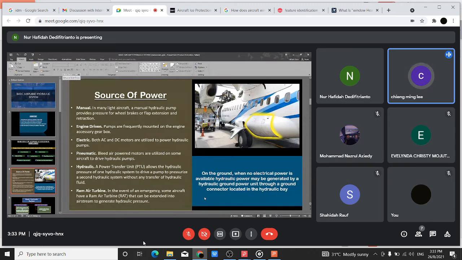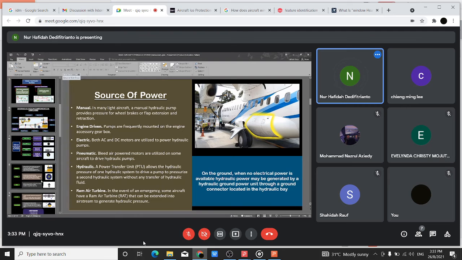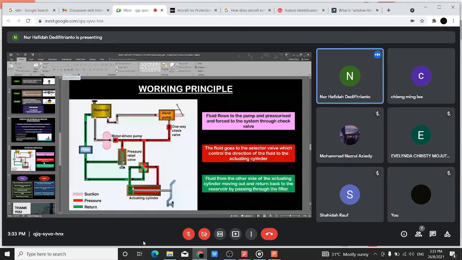Okay, this is a source of power that you get. Normally, I don't expect you to learn this because normally you give a diagram, just give a simple diagram, and explain what is on the diagram, right? Like manual, how you do it manually using a hand pump. But you're not showing the hand pump. Like in this diagram, I put the hand pump, but there's no filter here. How it looks like on the aircraft.